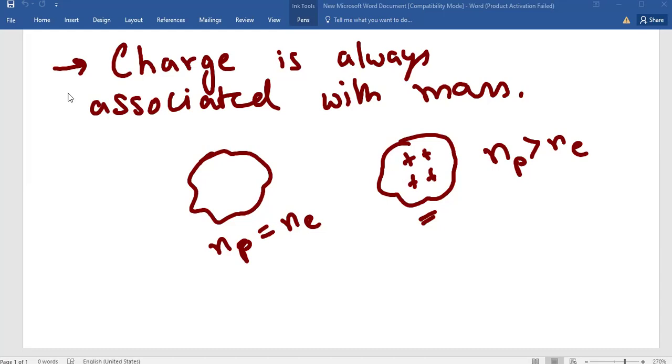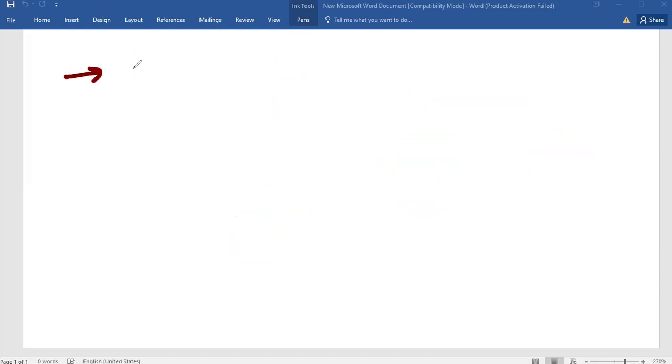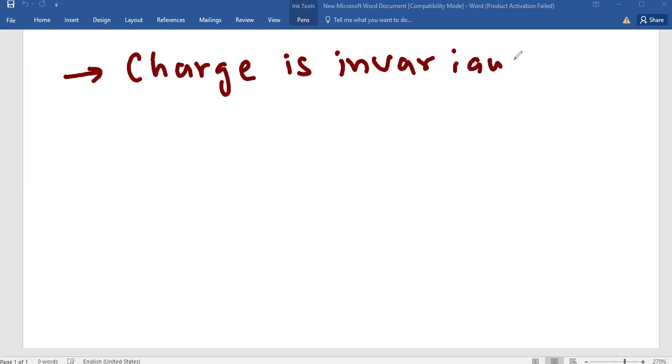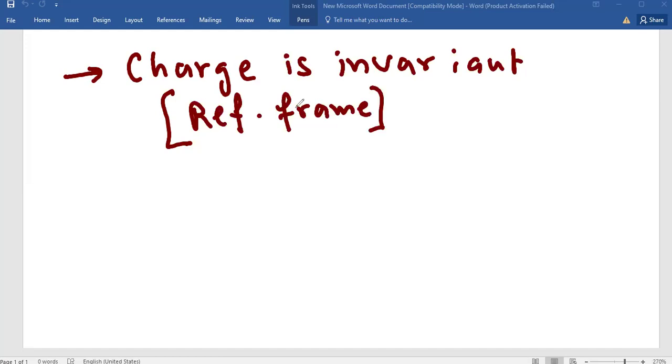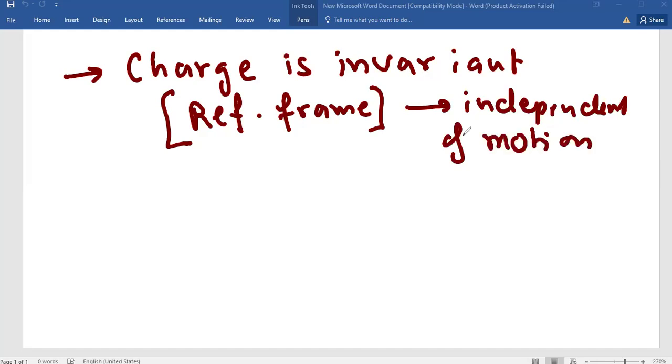Now another one. Charge is invariant. What does it mean? Invariant means it is independent of reference frame. In simple technical terms, charge does not depend upon motion. It is independent of the motion of the object.